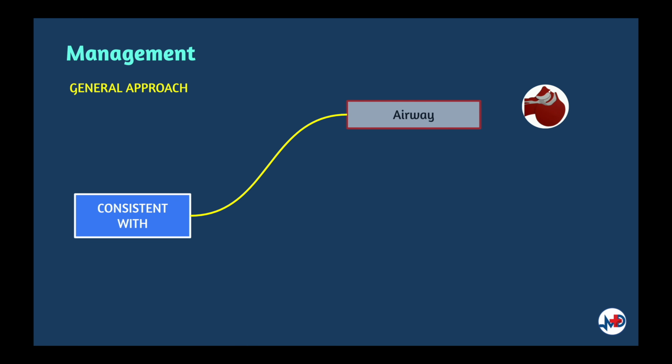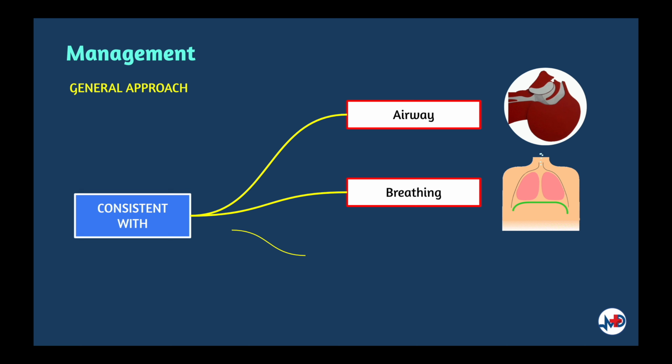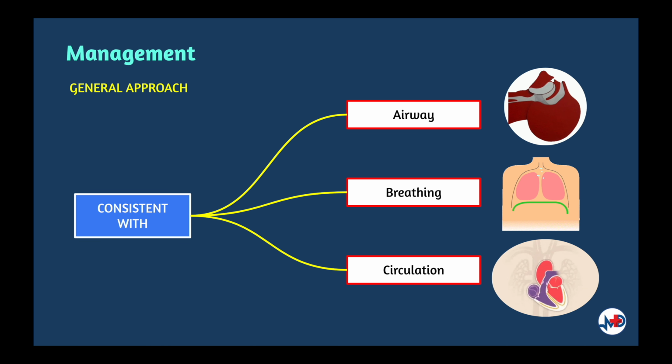So, the general approach: secure an adequate airway and ventilation, because this is important in hypovolemic shock patients, consistent with the airway, breathing, and circulation of life support. Any compromise in ventilation will only worsen the tissue hypoxia occurring secondary to inadequate perfusion.